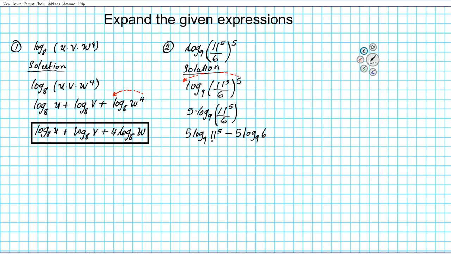And then lastly, this logarithmic argument 11 has a power of 5. So we can apply the power property again and power down this 5. It's going to be multiplied by the existing 5 over there. So when you execute the multiplication operation, you have 25 log base 9 of 11 minus 5 log base 9 of 6. And there goes your answer to question number 2.